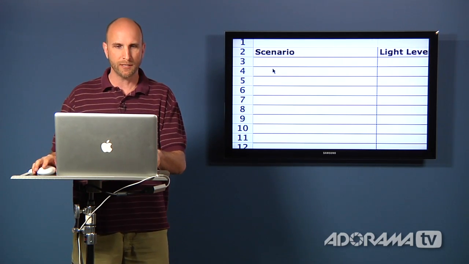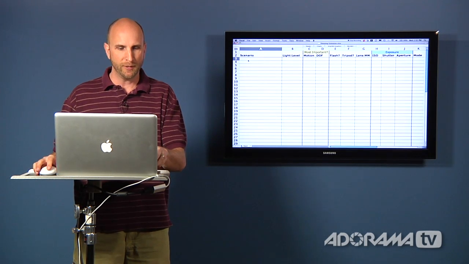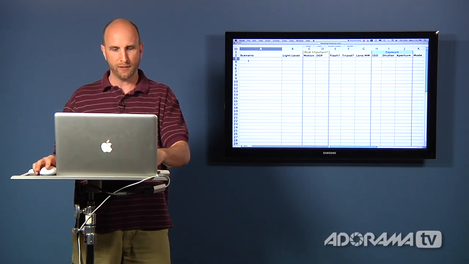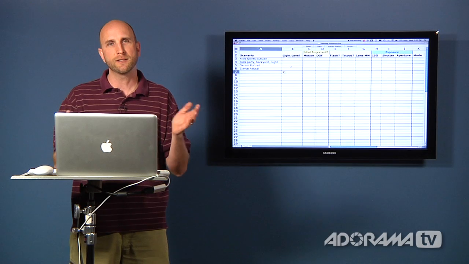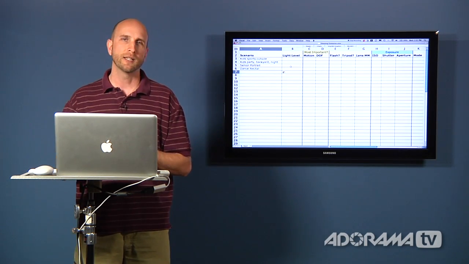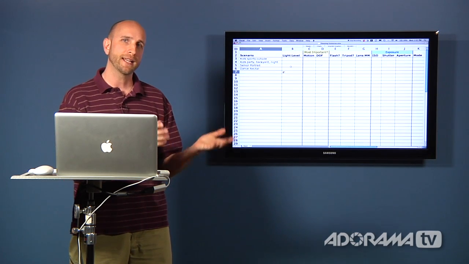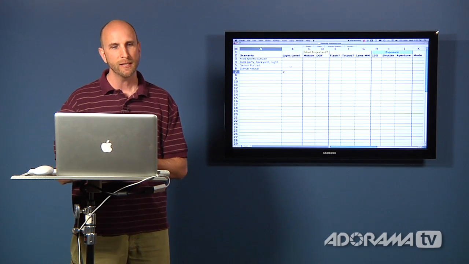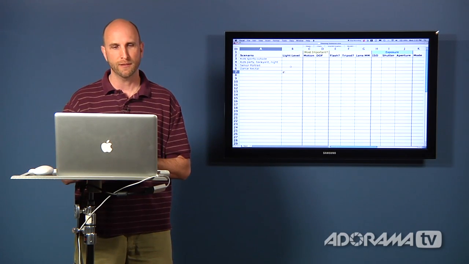So we're going to walk through several scenarios here. Let me scroll back up here. I'm just going to paste in some scenarios that we thought of earlier. And so we have kids playing sports outside. In this instance, we're talking about soccer in the middle of the day. We're going to talk about shooting some kids in the backyard at night for maybe a birthday party. We're also going to talk about maybe shooting a senior portrait, so getting a nice headshot of somebody.